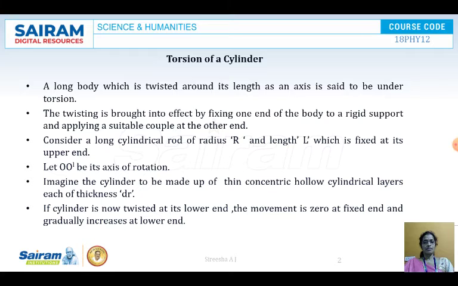Imagine the cylinder is made up of thin, concentric, hollow cylindrical layers, each of thickness dr. If the cylinder is now twisted at the lower end, the moment is 0 at the fixed end and gradually increases towards the lower end. That means we are taking a cylinder which is fixed at the upper end and we are rotating the other end of the rod.